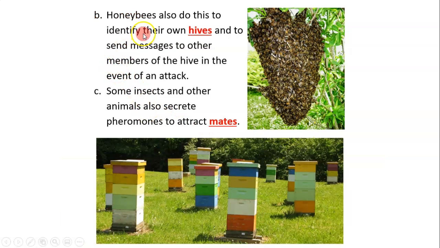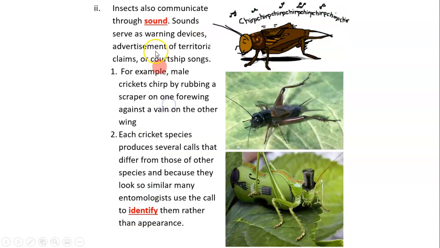Now, honeybees also use pheromones. They do this to identify their own hives and to send messages to other members of the hive in the event of attack. Some insects and other animals also secrete pheromones to attract mates.